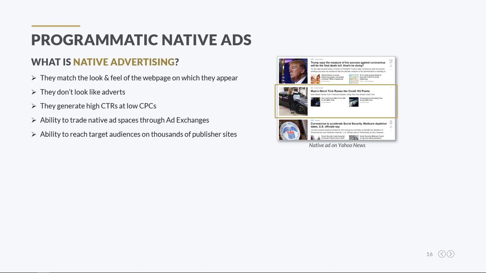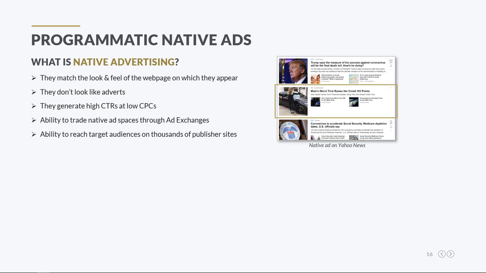Indeed, given that native ads appear as part of regular content, people are more likely to click on them as opposed to traditional banner or video ads. Therefore, native ads typically generate high click-through rates at low costs across all devices, making this form of advertising suitable for any business. Publishers can create and sell native ad spaces through their supply-side platform, while advertisers can buy ad spaces through their demand-side platform.